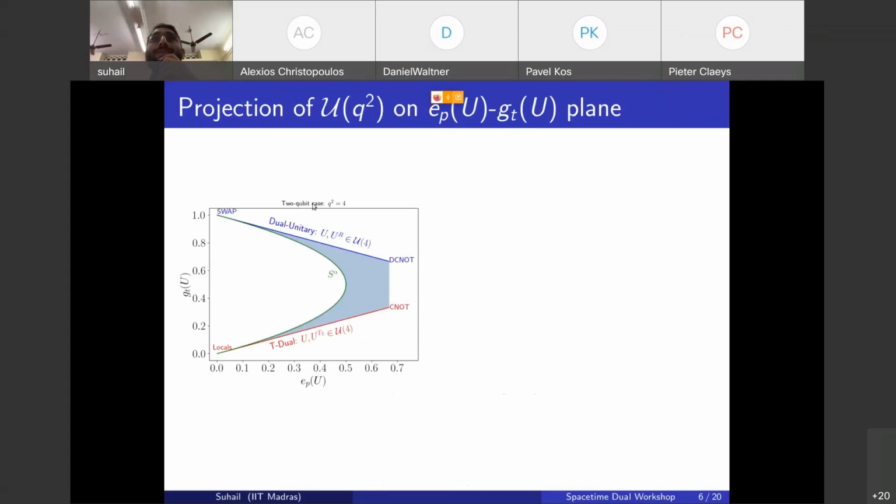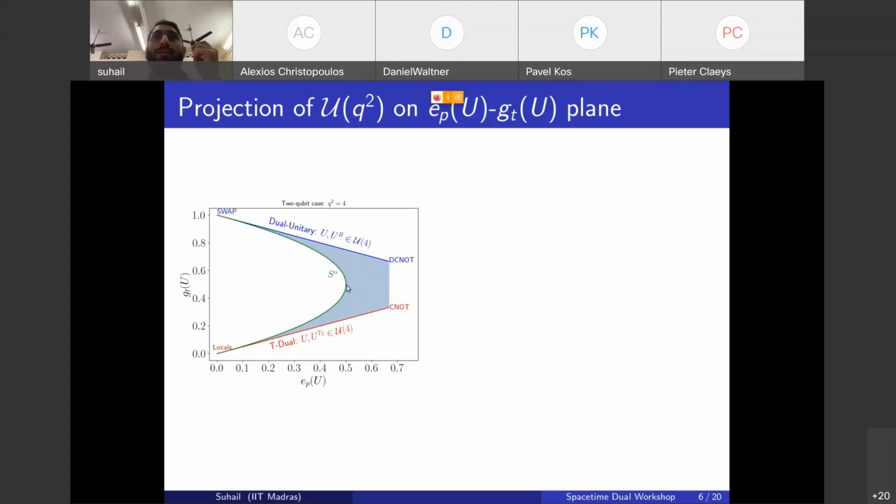This plot was also shown yesterday by Carol, but I'll add a few things. The projection of the unitary group on this EP-GT plane is like this. EP can be 0 to 1, GT is also 0 to 1. Within the square, only this light shaded blue region is allowed for unitary operators, meaning there will be no unitary operators in the white part. You can see the dual unitaries on the line from swap to CNOT. This is the dual unitary line. Then there is the T-dual line.